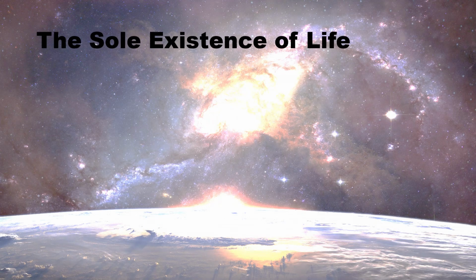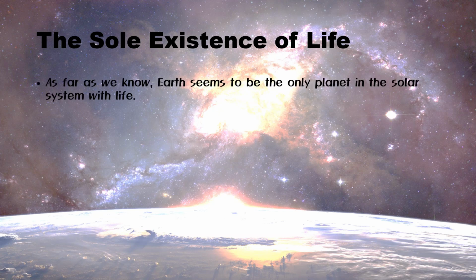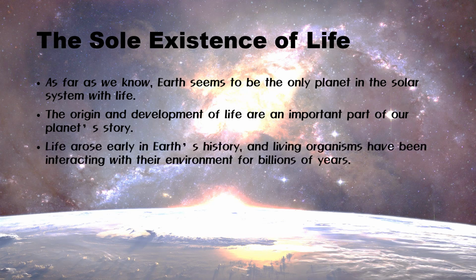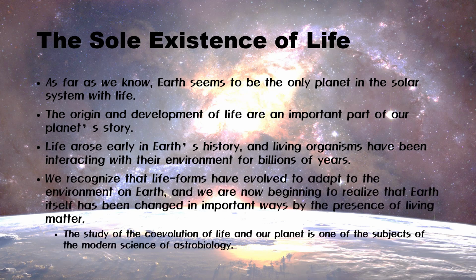So one of the things to remember is that the sole existence of life is very dependent upon the condition in which it can live in. As far as we know, Earth seems to be the only planet in our solar system that has life. Now, the origin and development of life are an important part in our planet's story. Life arose very early in Earth's history, and living organisms have been interacting with their environment for billions of years. Obviously, some of that life was very simple in the beginning, but it gradually became more complex over time. And we recognize that life forms have evolved to adapt to the environment on Earth, and we're now beginning to realize that Earth itself has been changed in important ways by the presence of living matter. And the study of this coevolution of life and planet is one of the subjects of the modern science of astrobiology.